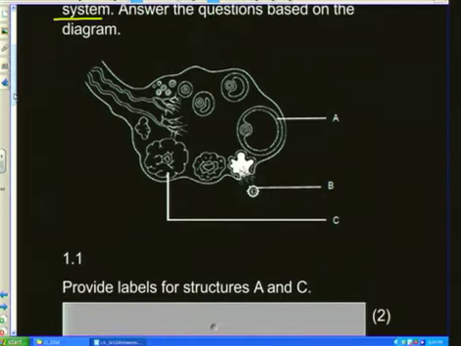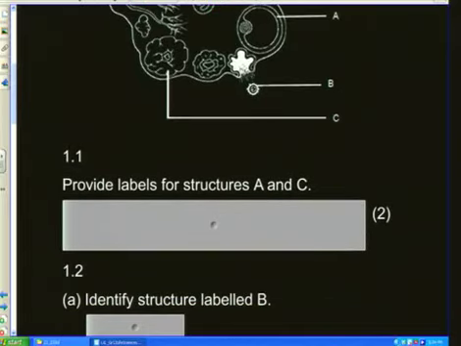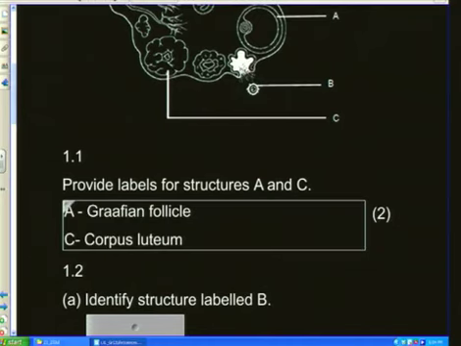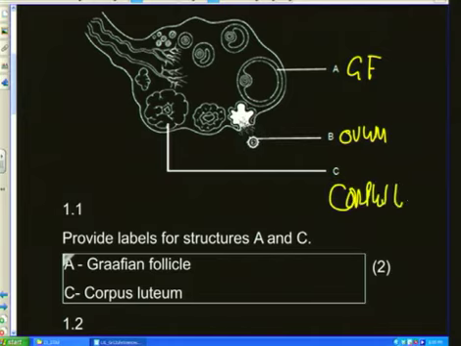The question says, answer the questions based on the diagram. They're giving you a diagram of the ovary and 3 labels A, B, and C. The first question asks you to label A and C. Obviously, A is the Graafian follicle. B would be the ovum. And C is the remainder of this Graafian follicle after the egg has been released, and that would be the corpus luteum.